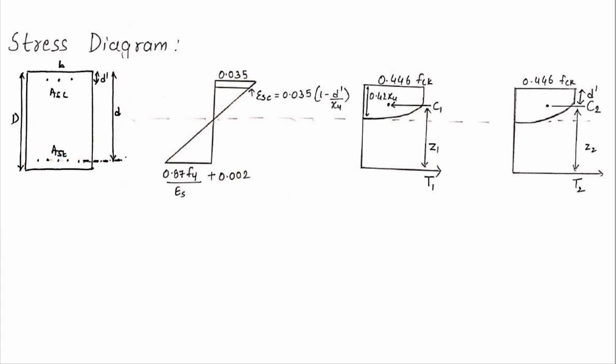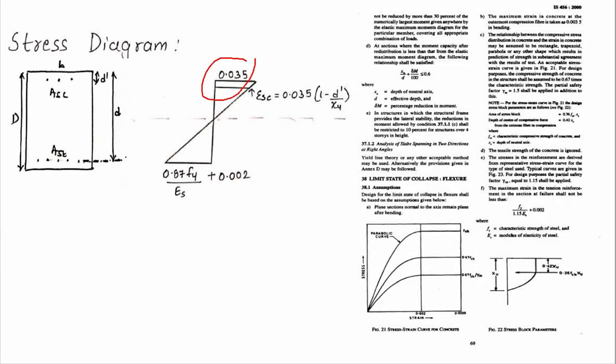Now moving on to the strain diagram. The strain diagram is same as we have seen in the previous chapter. The term 0.035 is being considered from this clause, as we have seen in the previous chapter 2. This term, that is maximum strain in tension 0.87 fy upon Es plus 0.002, is getting from this equation on page number 69 of your IS code.